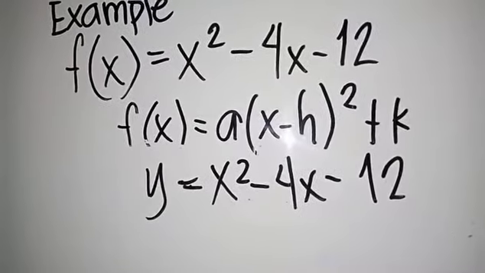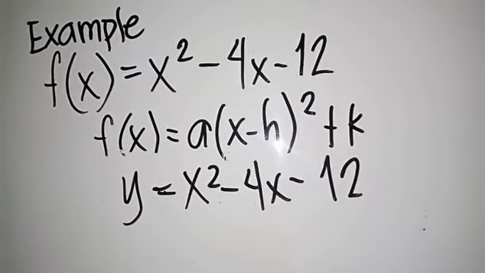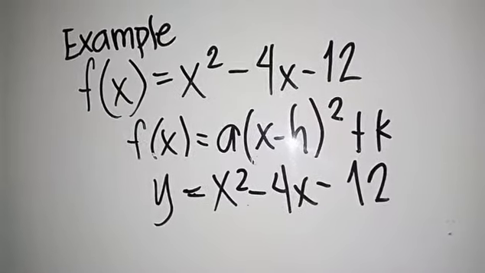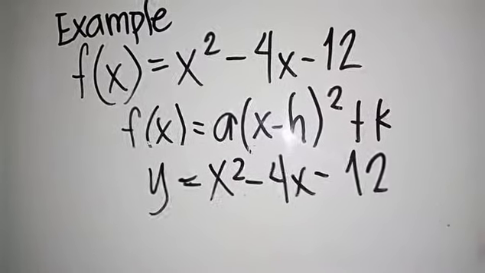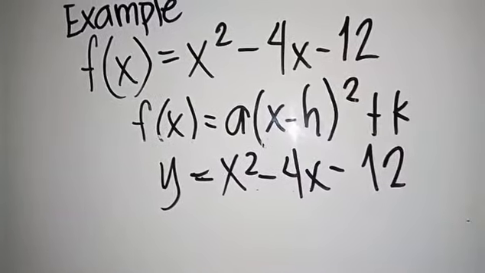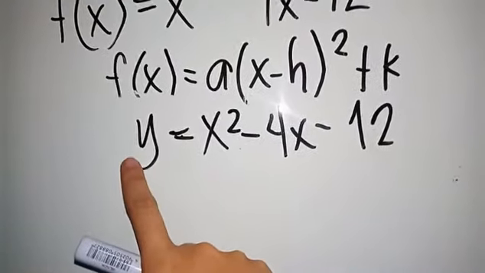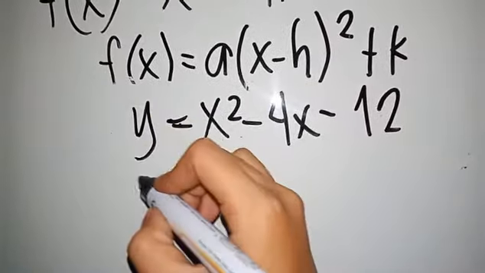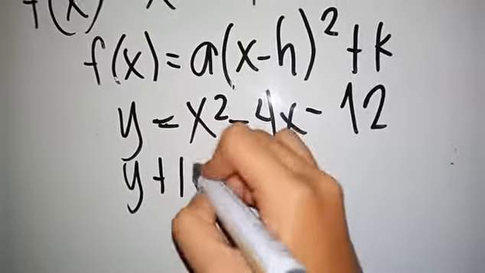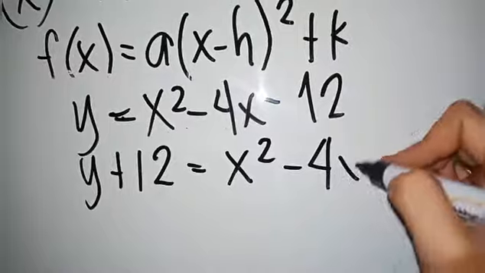So, kung mapapansin nyo, itong ating given ay hindi siya perfect square trinomial. So, ang gagawin natin, gagamitin natin yung completing the square para magiging perfect square trinomial siya. Then, maging ganito yung kanyang form, which is the vertex form. So, itong negative 12, ilalagay muna natin dito sa side na ito kasama ng ating y. So, we have y. Yung ating negative 12 ay magiging positive 12 is equal to x squared minus 4x.